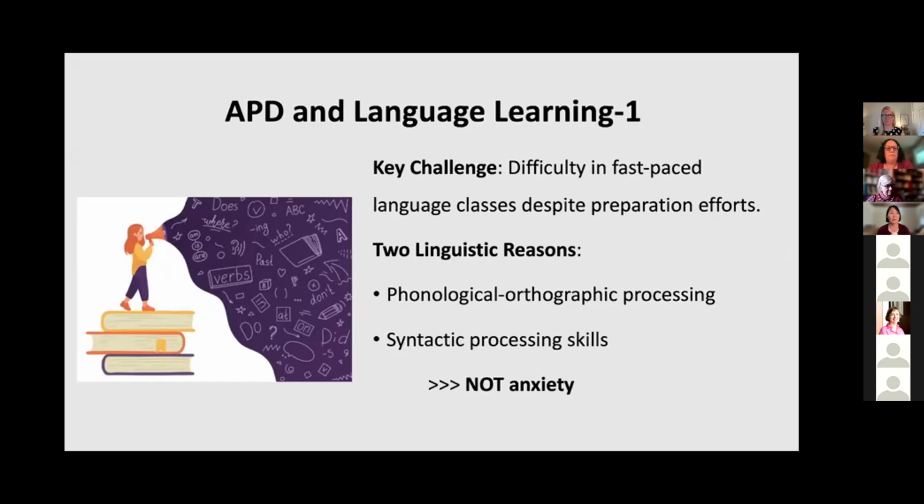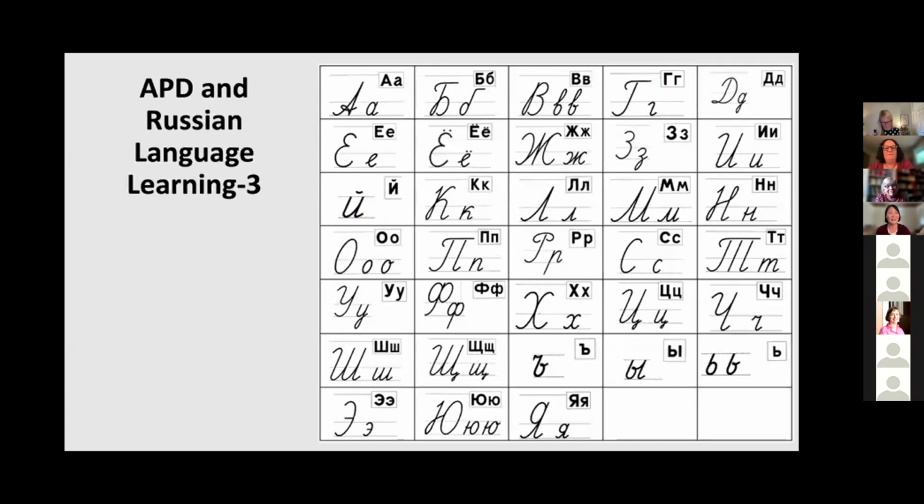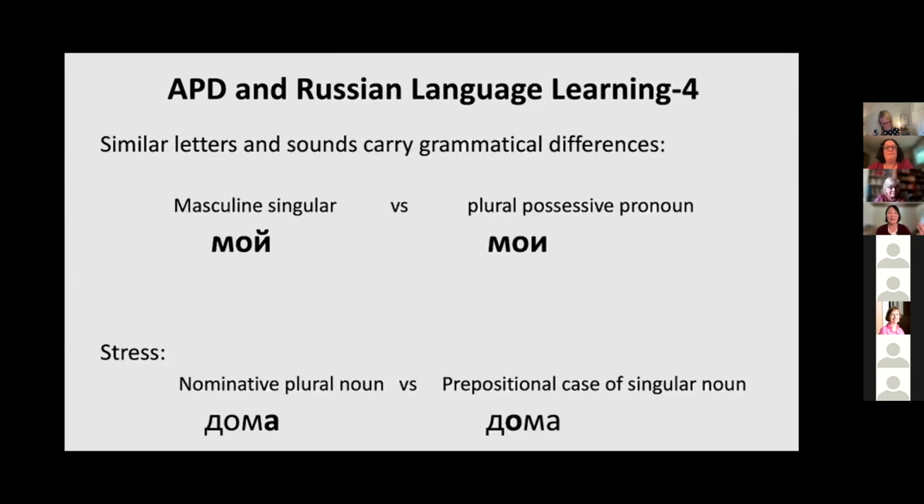And I think what was really important for me to understand in learning more about APD is that the reason is not anxiety that a language learner gets. Anxiety is the result of putting quite a lot of effort and not getting the same results as mainstream learners. I can maybe skip these because we are all teachers of Russian, so we know why Russian is particularly challenging. It's a different alphabet. They need to learn it in print, but also in cursive. Slight changes in writing carry a lot of meaning, right? They carry grammatical meaning.